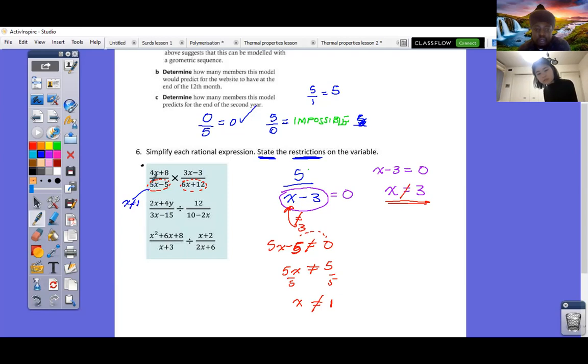Because if x is 1, 5 times 1 is 5. 5 minus 5 is 0. Whoops, we end up back in that situation. Now, what's the other restriction going to be? Can you tell me what the restriction will be for this denominator now? Wouldn't it be the same one? No, it won't be the same one.